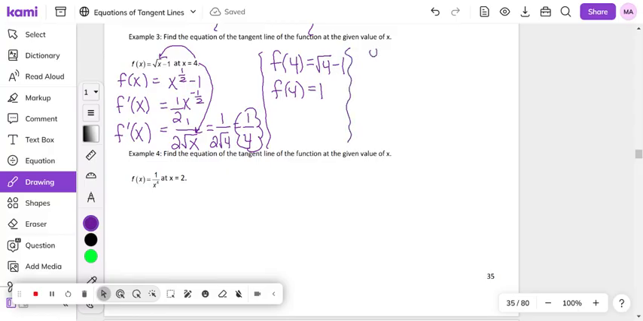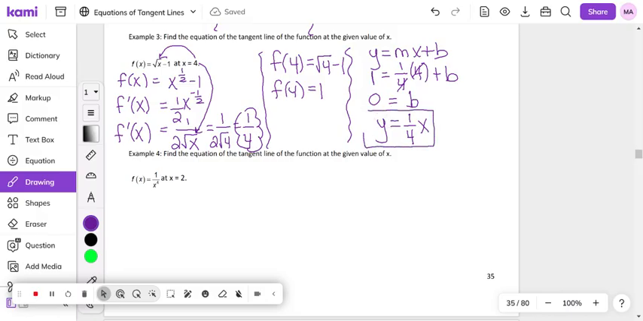Let's take it all and put it all together. y equals mx plus b. We'll take our 1/4 and put it in for our slope. We'll take our (4, 1), put it in for our point, and we'll calculate our b value. Subtract the 1, we get a b value of 0. So the equation of our tangent line of this function is y equals 1/4 of x.